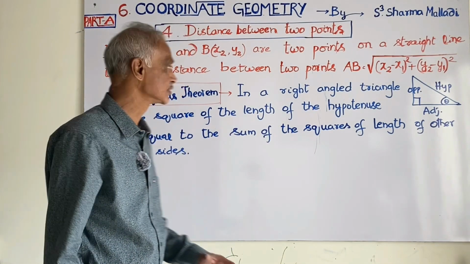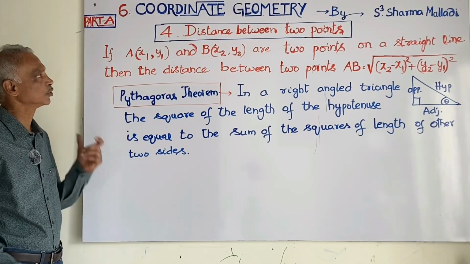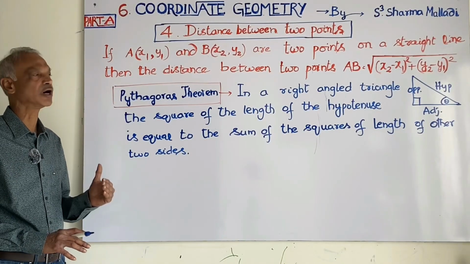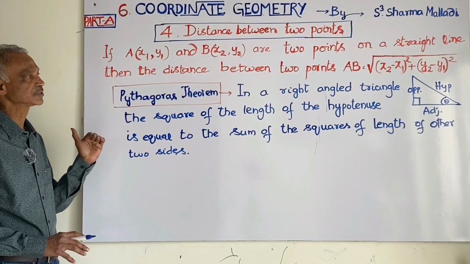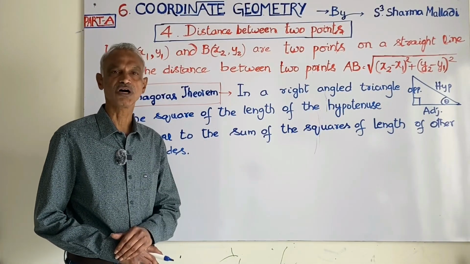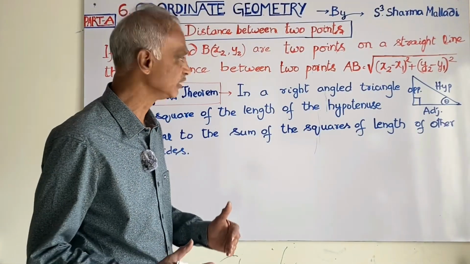Good morning students. Today's fourth topic is the distance between 2 points in coordinate geometry. If (x1, y1) and (x2, y2) are 2 points on a straight line, then the distance between the 2 points AB is equal to the square root of (x2 minus x1) whole square plus (y2 minus y1) whole square.